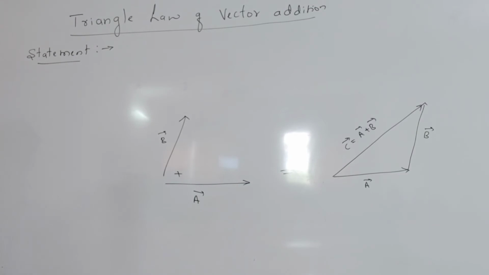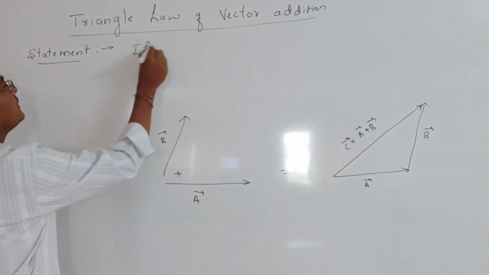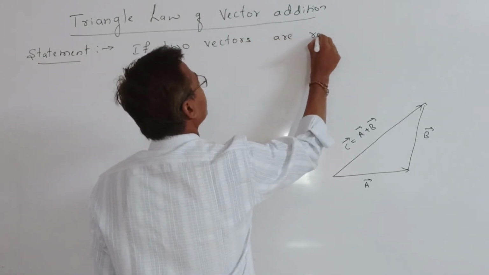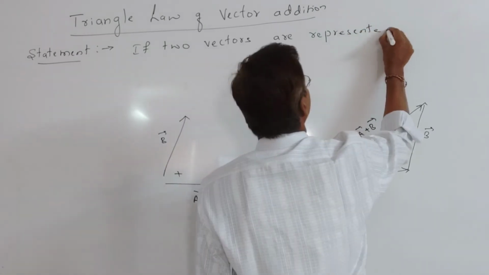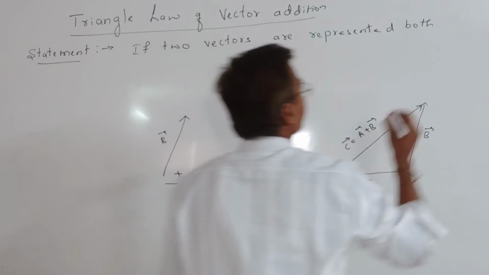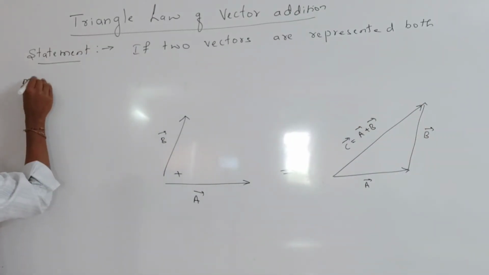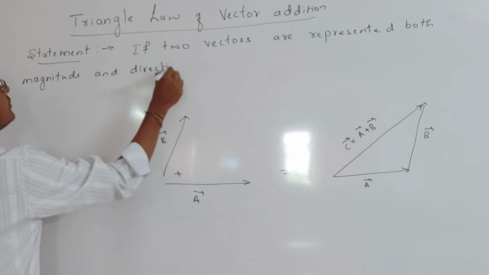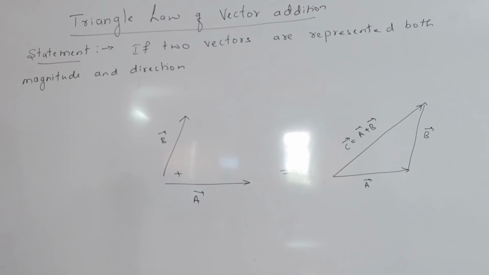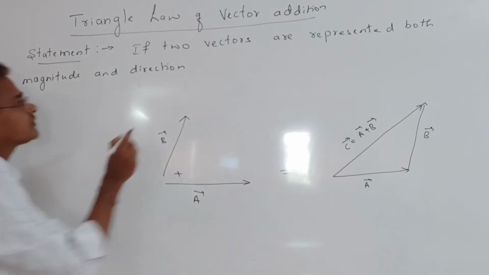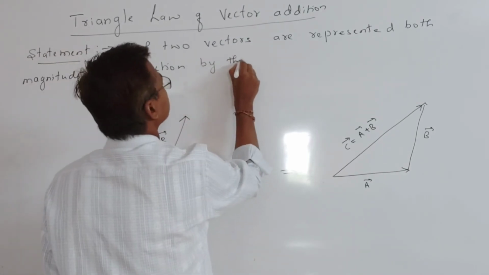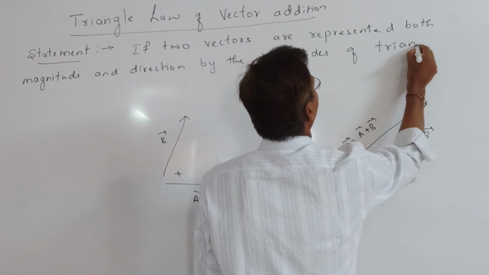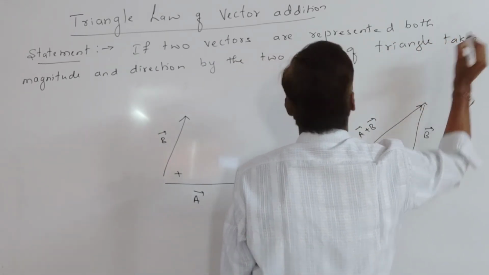If two vectors are represented both in magnitude and direction by the two sides of a triangle taken in order.